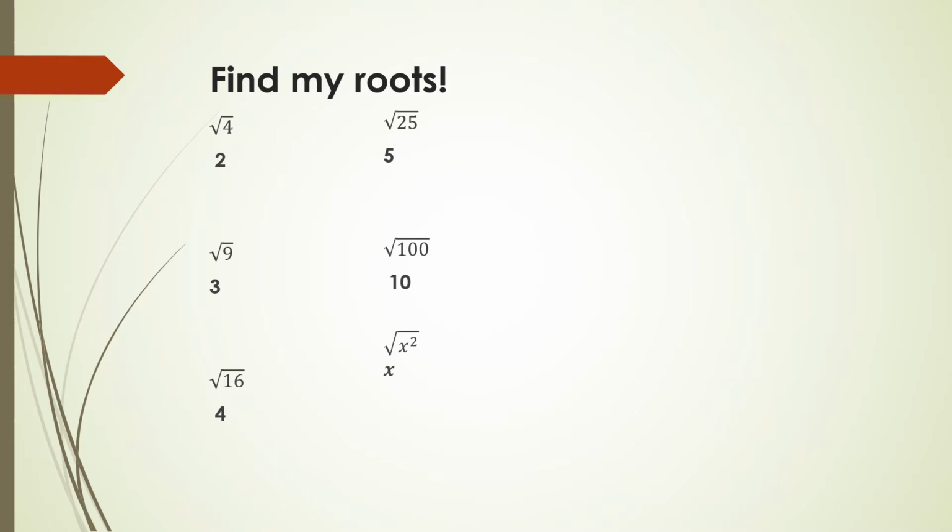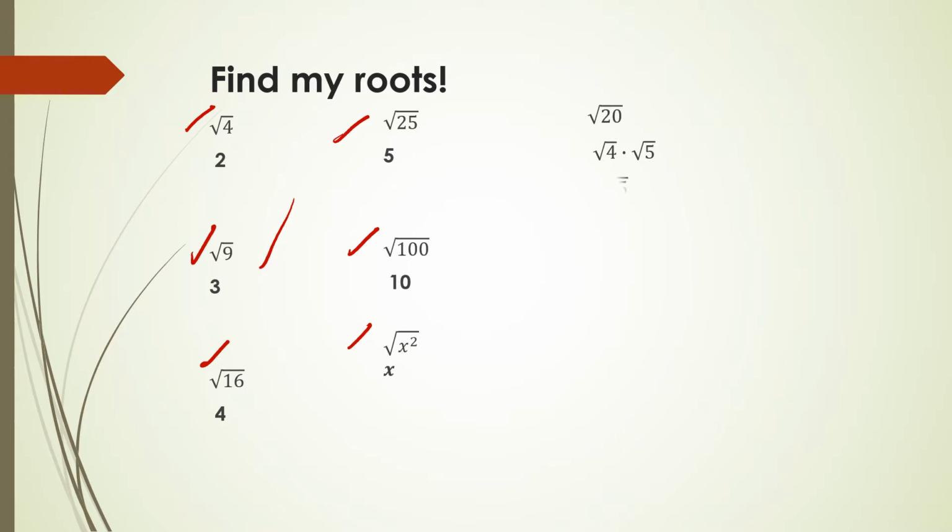Now, if you're going to observe the given, lahat ng given natin dito, which is the 4, 9, 16, 25, 100, and x squared, lahat sila perfect square. Okay? So, what if ang given natin is not a perfect square? Let's say you have square root of 20. So, you need to get the factors of 20 na merong perfect square. So, that is 4 and 5. So, you need to get the square root of 4 and 5.